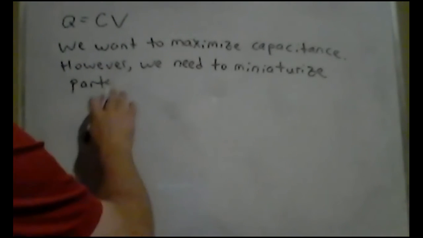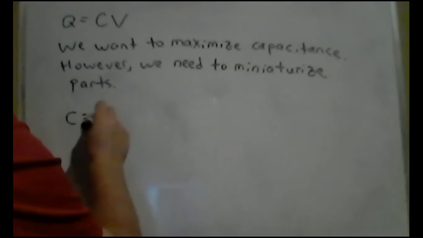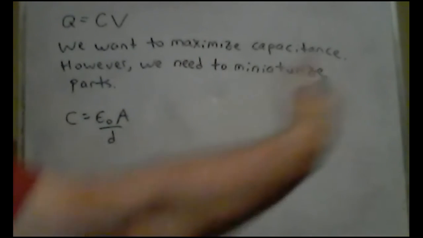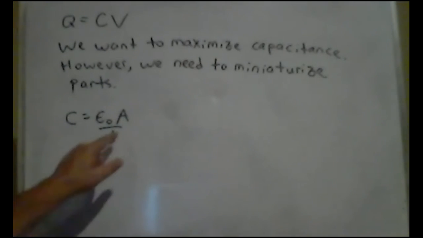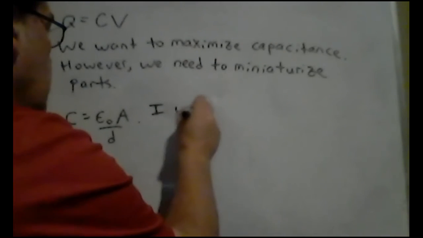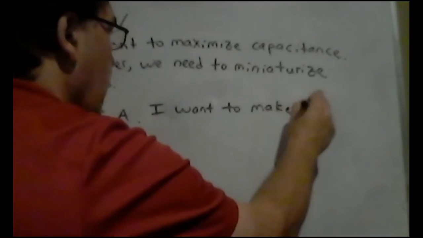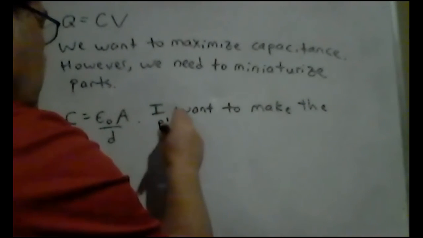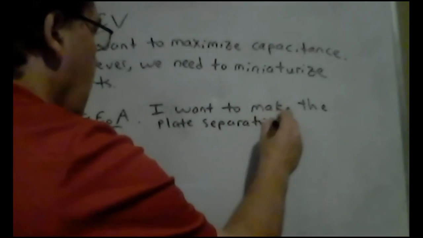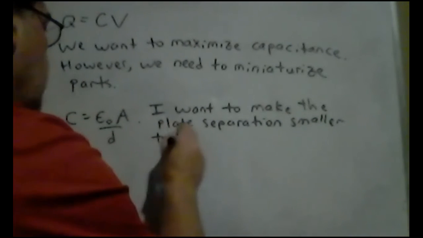Okay, so I have the parallel plate capacitor, for instance. All right, so what's my game? Well, so epsilon naught A over D. I want to try to make this as big as possible. Well, it doesn't make any sense to make the area bigger. That makes no sense. So I want to make this plate separation smaller to increase the capacitance.